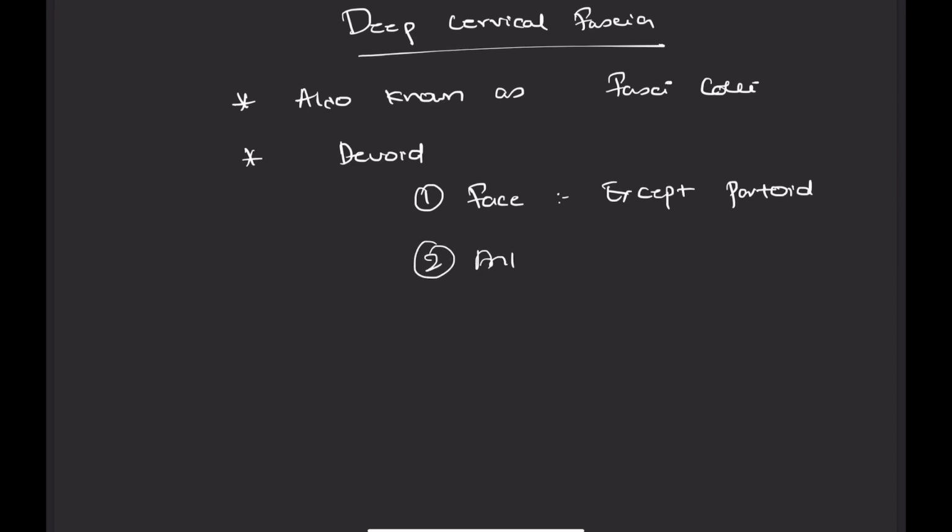Number two is the anterior abdominal wall. Because the abdomen needs to expand, the deep fascia is absent here.